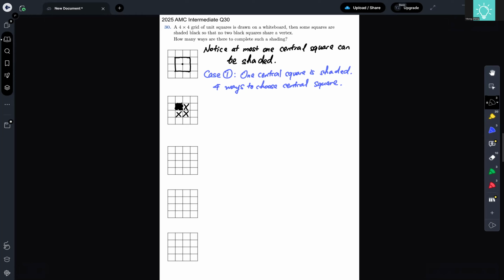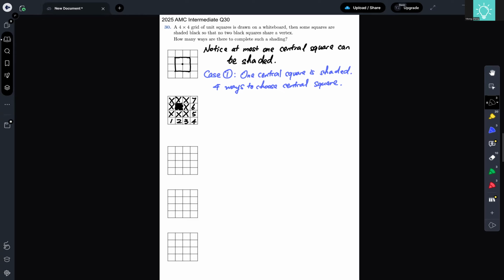What else can I say? Because of this square being shaded, none of the squares that share a vertex with it can be shaded. So everything around it must not be shaded. I'm going to use this cross to denote not shaded. So if we choose to shade this central square, everything around it cannot be shaded. And then we are left with these seven squares here. Let me just call them 1, 2, 3, 4, 5, 6, and 7.